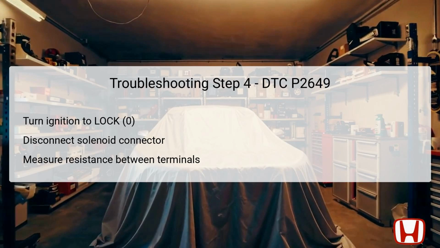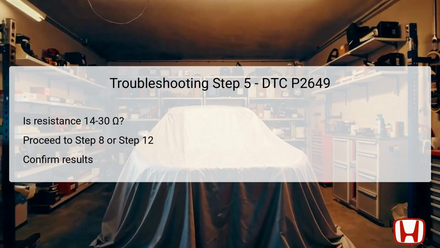If the resistance falls outside this range, it may indicate that the solenoid is faulty and requires replacement, which could solve the high voltage issue indicated by DTC P2649. Upon measuring the resistance of the rocker arm oil control solenoid, you'll need to confirm whether the value aligns with the expected range of 14 to 30 ohms at room temperature.